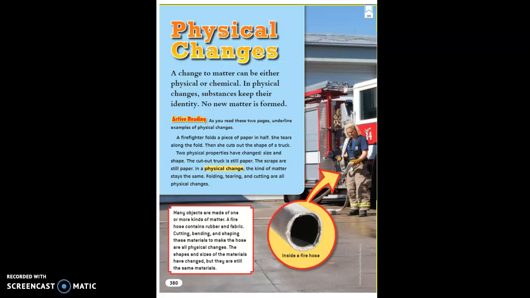A firefighter folds a piece of paper in half. She tears along the fold. Then she cuts out the shape of a truck. 2 physical changes: properties have changed. Size and shape. The cutout truck is still paper.